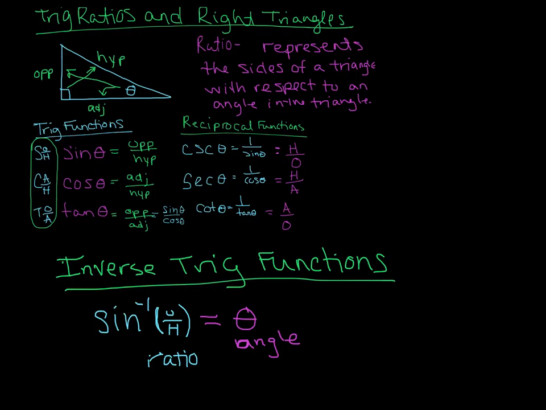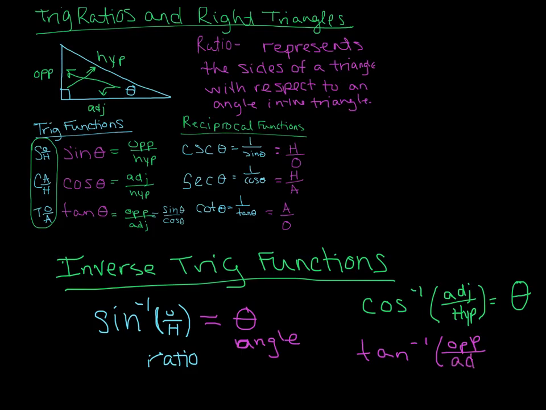And that works for any trig function. I could do cosine inverse, since it's the inverse trig function, that's what you call it, cosine inverse of the ratio which is adjacent over hypotenuse. And that will give me the angle for those two sides that represent that angle. I could do the tangent inverse of my ratio, which would be opposite over adjacent, and that will give me that angle that's represented by those two sides of the triangle. And it also works for the reciprocal trig functions. So we're going to do a couple examples.